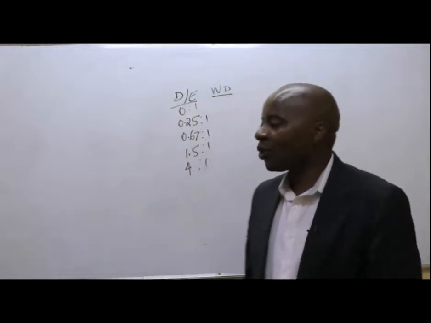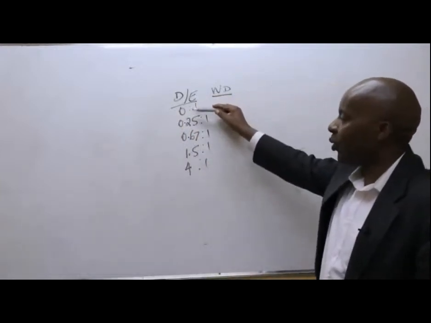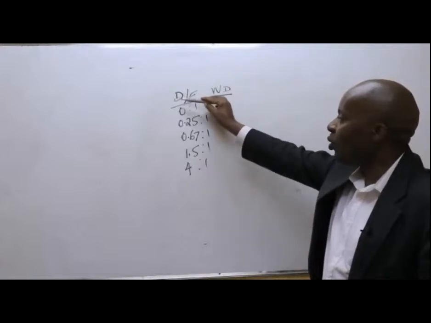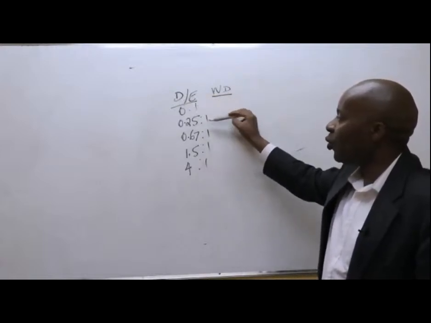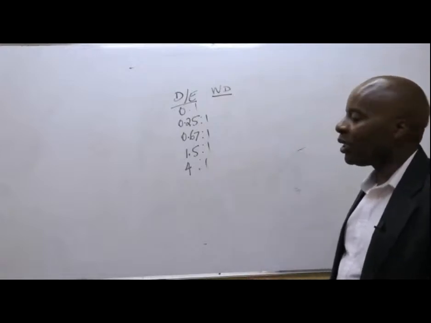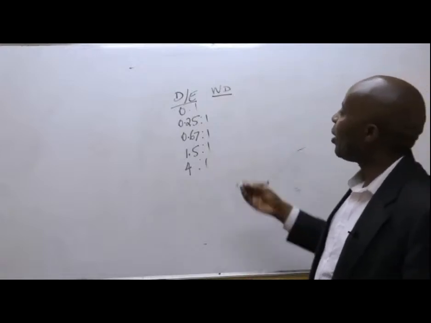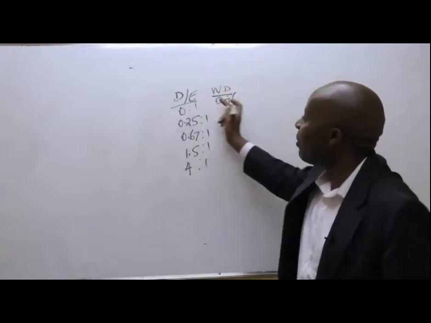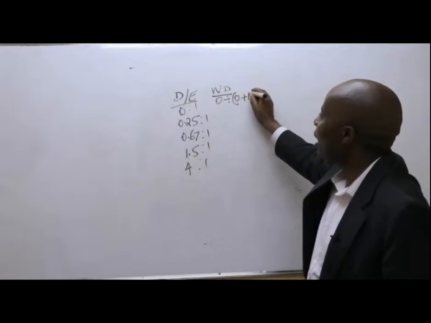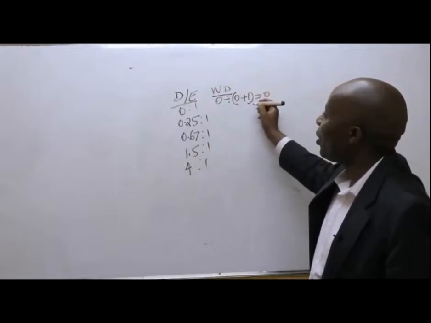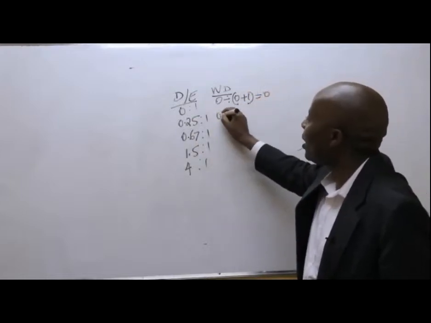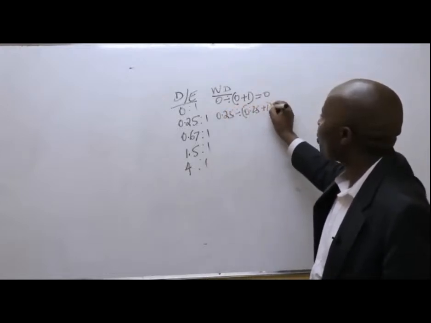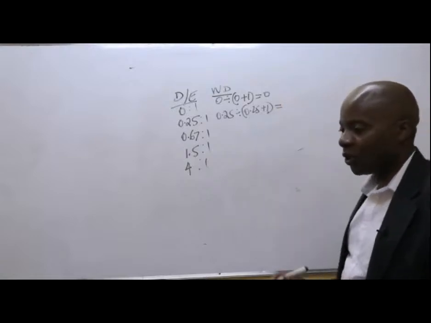I have my debt to equity, 0.25. Remember, the concept is that it is to 1 because it is debt to equity. So if they want me to give them weight of debt, I'll take the 0 here divided by the sum of the 2, so 0 plus 1, which for the first one will be 0. The second one will pick 0.25 divided by 0.25 plus 1, and then I'll say equals.